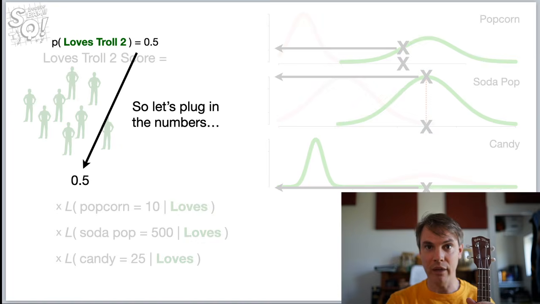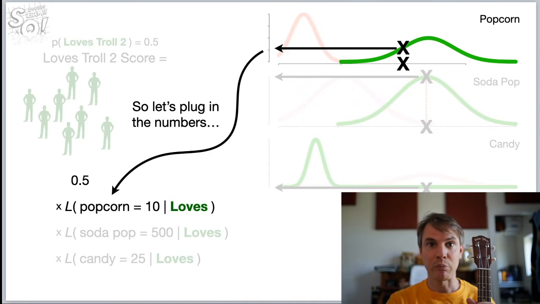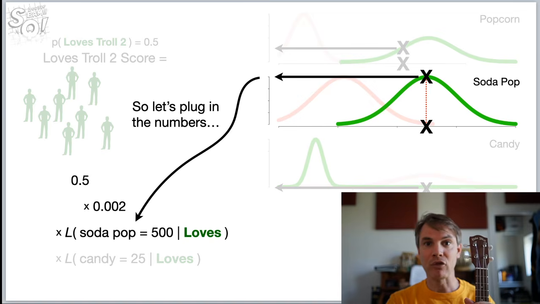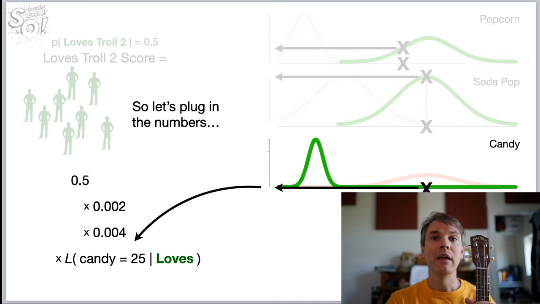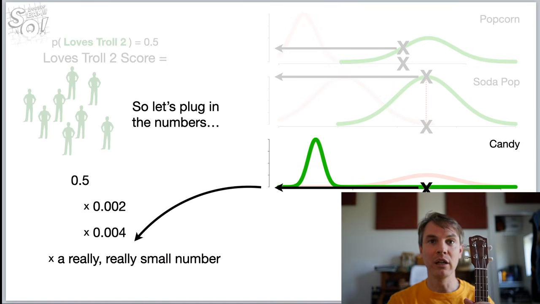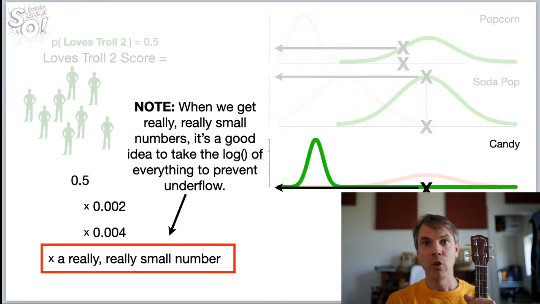0.5 for our initial guess. And for popcorn, we've got a pretty small number. And for soda pop, we've got a slightly larger number. And for candy, we've got a really, really small number. Note, when we get really, really small numbers, it's a good idea to take the log of everything to prevent underflow.